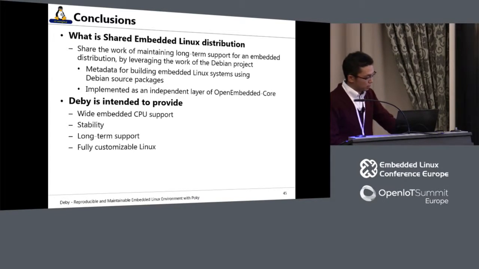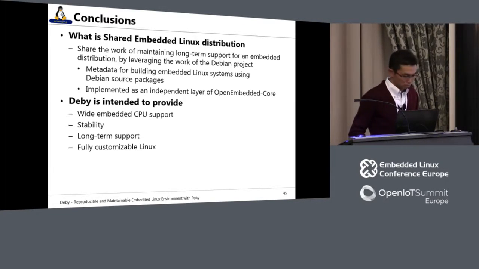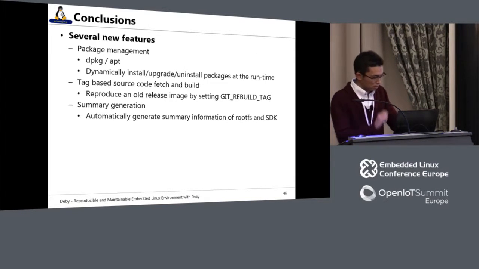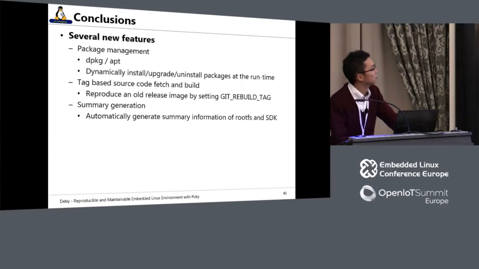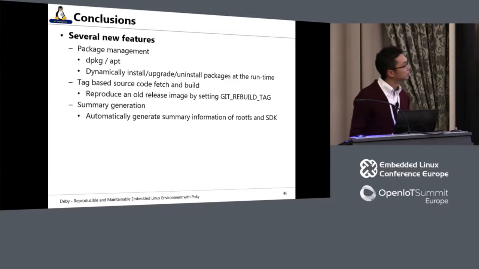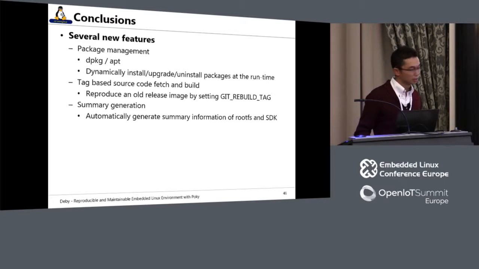So I'd like to summarize this presentation. I explained the abstract of the embedded Linux distribution and what Deby is. Deby is intended to provide especially long-term maintenance. This slide focused on the new features, for example, package management with dpkg and apt, and tag-based source code and build. This is a function to reproduce an old release image using the git rebuild tag. And the last one is summary generation, which automatically generates summary information about the root file system and SDK.